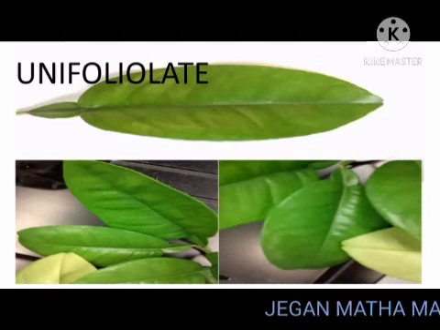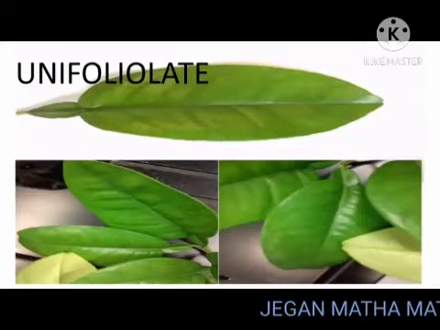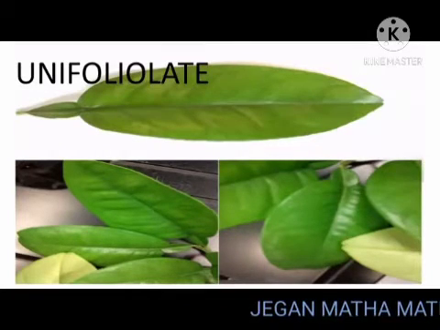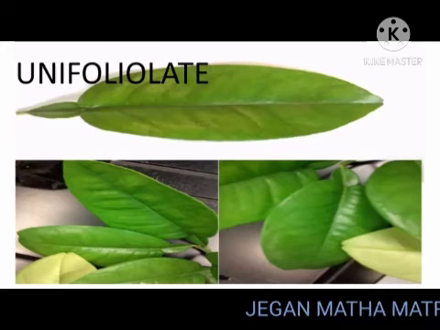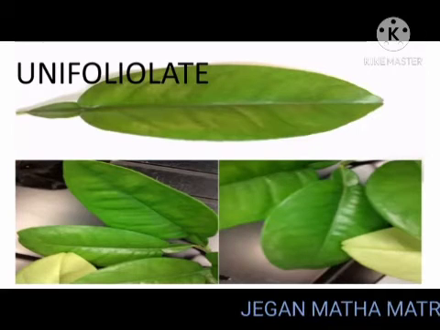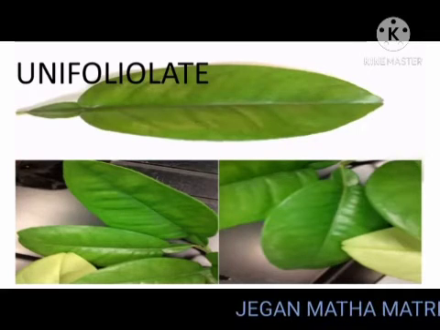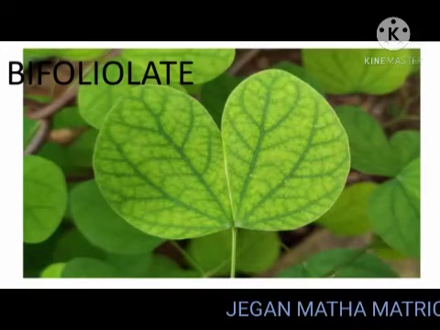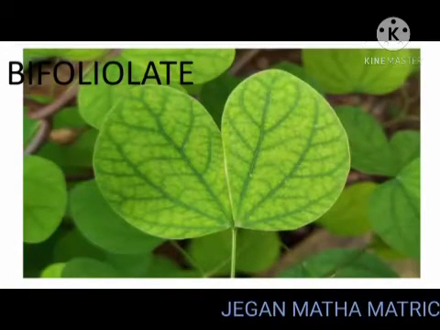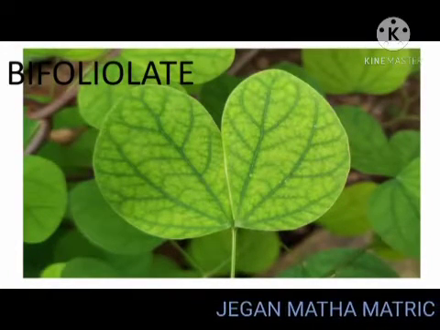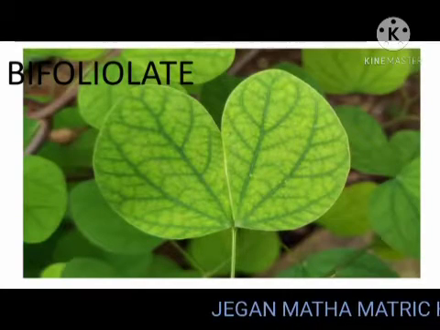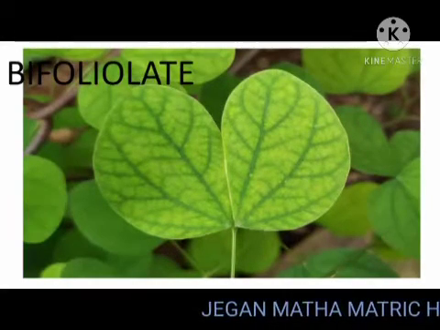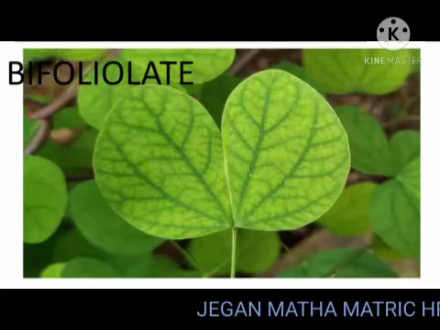First one is unifoliate. When a single leaflet is articulated to the petiole, it is said to be unifoliate. Example, citrus. Bifoliate. When there are two leaflets articulated to the petiole, it is said to be bifoliate. Example, Zornia.